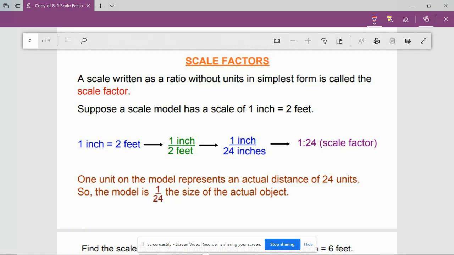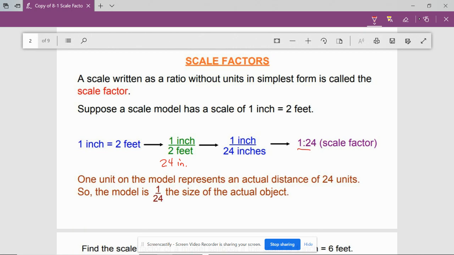So suppose a scale model has a scale of 1 inch equals 2 feet. Again, inch and feet are two different kinds of measurements. So 1 inch equals 2 feet, which means 1 inch over 2 feet, right? And 2 feet is actually equal to 24 inches. So we get 1 inch over 24 inches, which gives us a scale of 1 to 24.